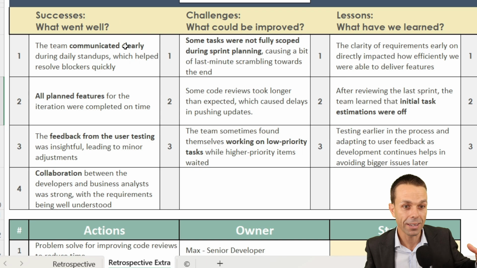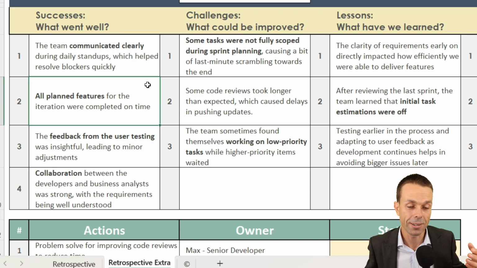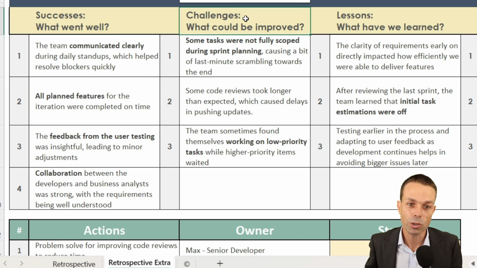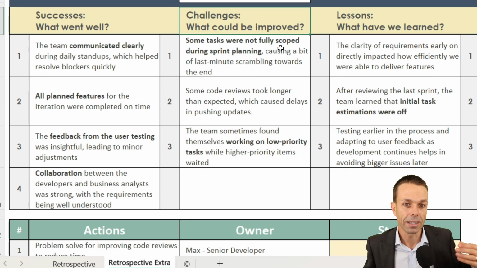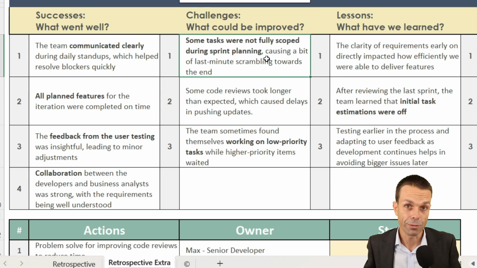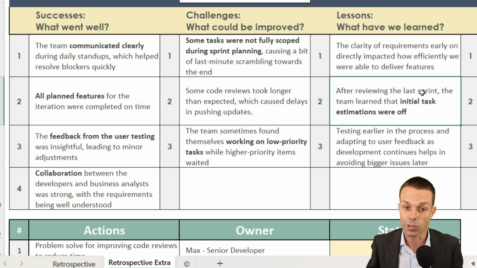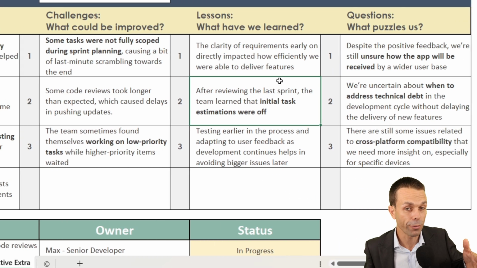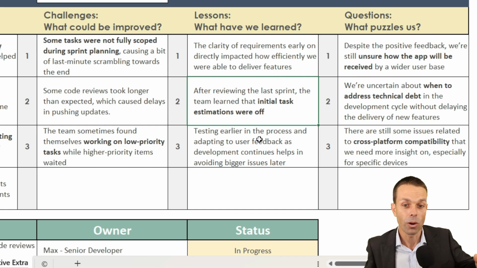So maybe we communicated clearly, maybe we got everything done that we needed to get done. But then we've got challenges. What could be improved? Maybe some of the items were not fully elaborated or scoped, causing a bit of last-minute scrambling. Then lessons, what have we learned? The initial task estimations were off. Maybe we need to figure out a better way to estimate. Things like that. What are we going to learn going forward?